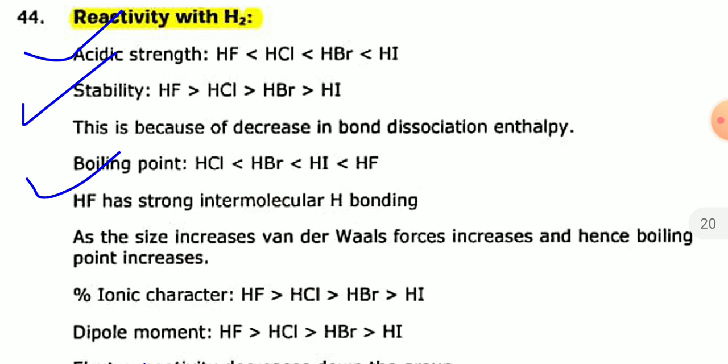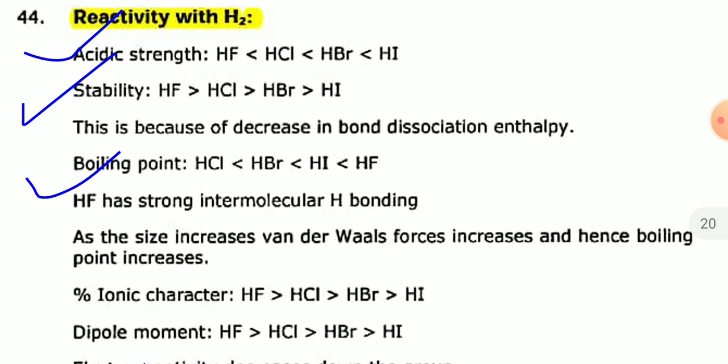Stability order of different hydrogen halides is HF greater than HCl greater than HBr greater than HI. This is because of decrease in bond dissociation enthalpy.